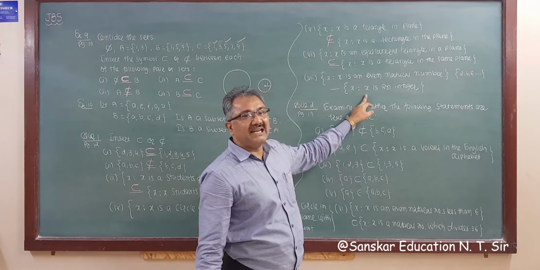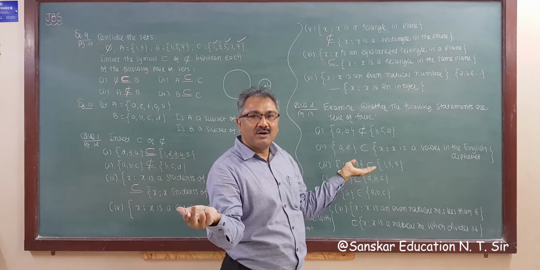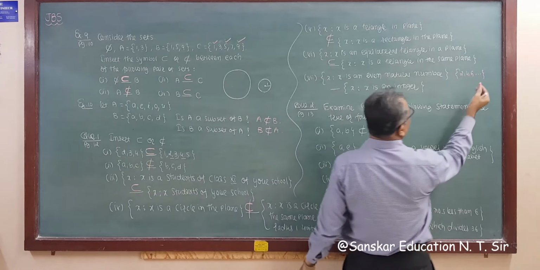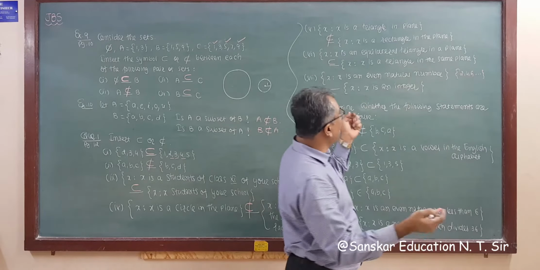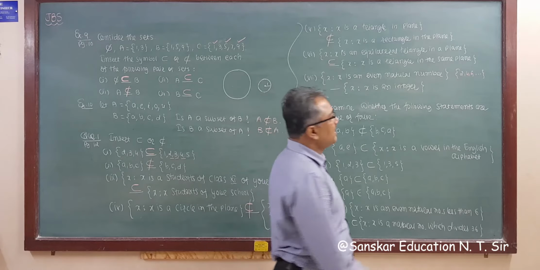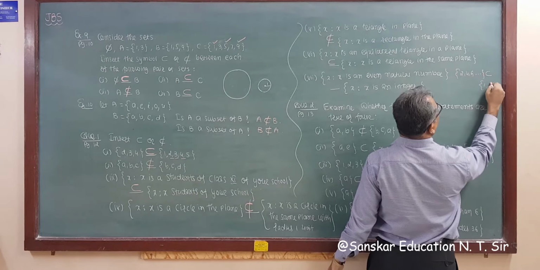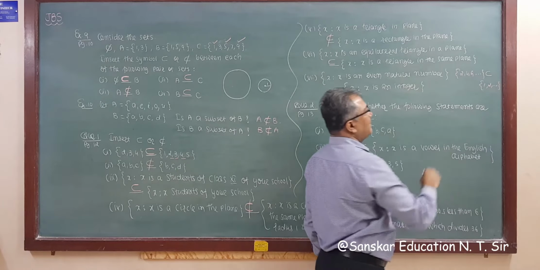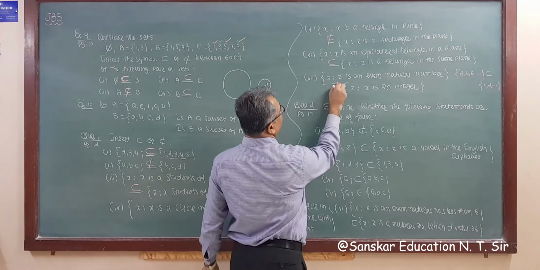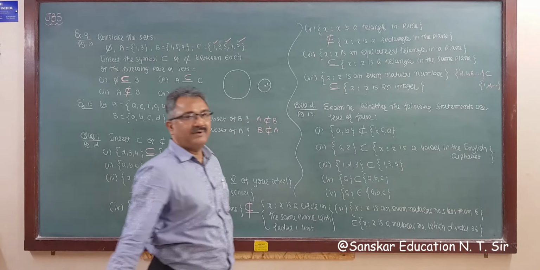And x is an integer. Integer means you have to take all natural numbers, that is 1, 2, 3, and negative numbers, because it is given integers. So clearly you can write, suppose I am writing only 1, 2, 3, up to n, then this is a subset of this. So this is a subset, right?